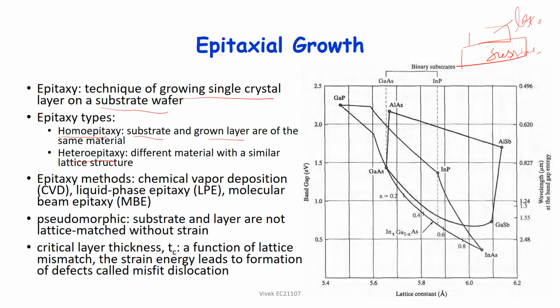But for heteroepitaxy, if you are growing a different material, there will be inherently some lattice mismatch. So lattice mismatch means their lattice constant will be different. You see on the right side there is a graph which relates the band gap with the lattice constant. So you can see here aluminum arsenide, gallium arsenide, indium arsenide, aluminum antimonide, gallium phosphide. They have quite different lattice constants. Then you have this indium phosphide here, gallium arsenide here.